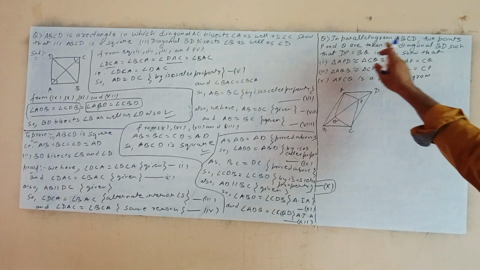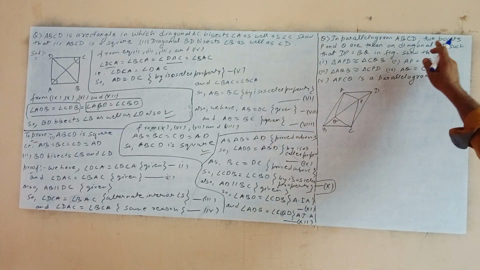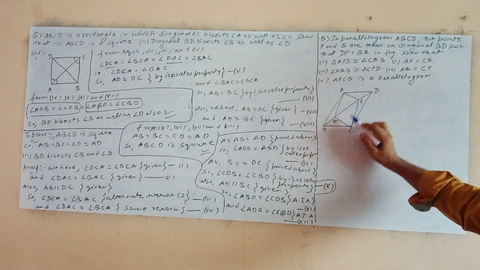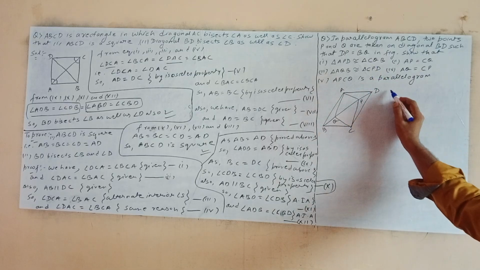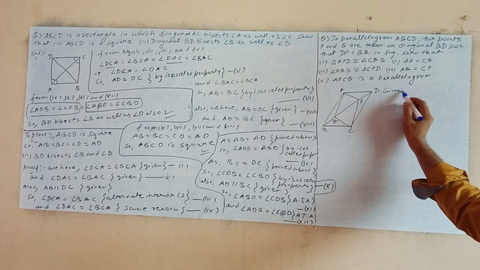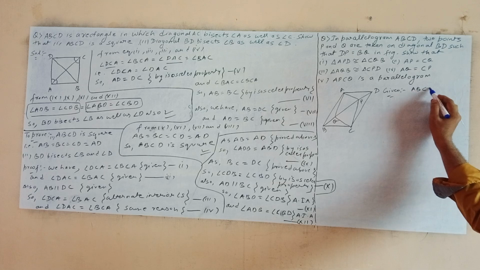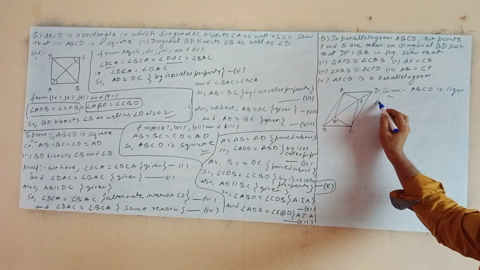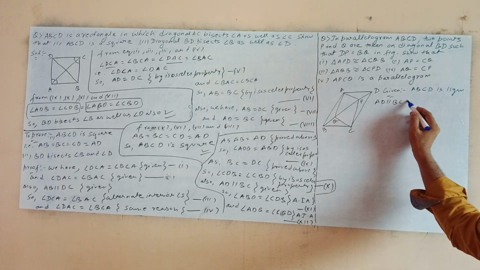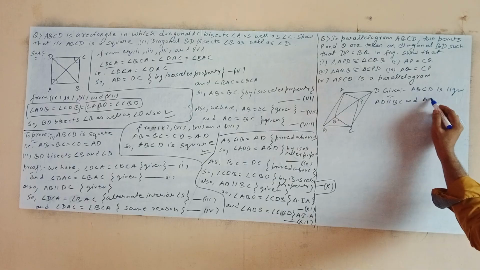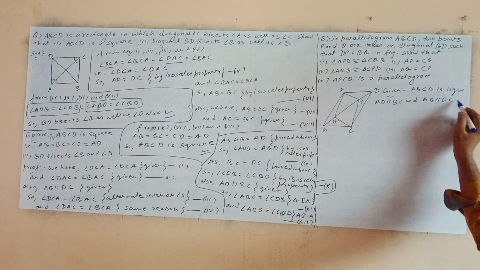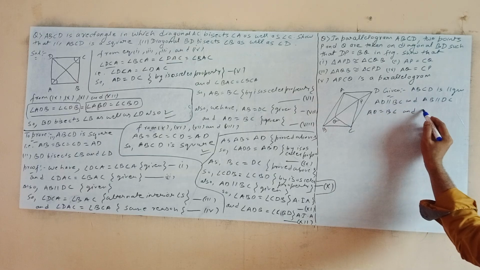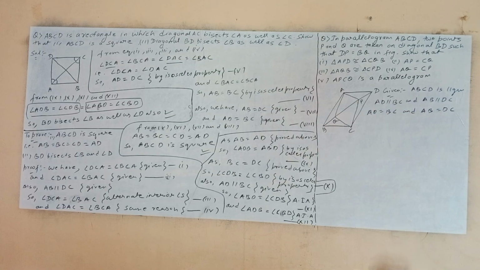In this question, what is the question saying? ABCD is a parallelogram. Two points P and Q are taken on diagonal BD such that DP is equal to BQ. So write down the given: ABCD is a parallelogram. If it is a parallelogram, then AD is parallel to BC and AB is parallel to DC, AD is equal to BC and AB is equal to DC.